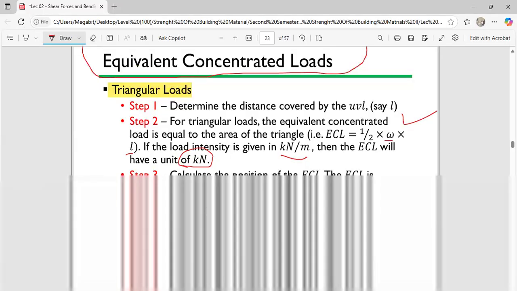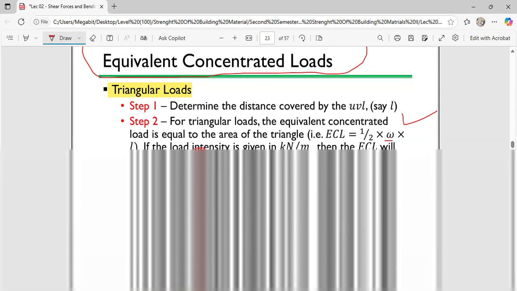That is going to be half times W times L. Then in our third step, we have to calculate the position. I said earlier that a position is always calculated from a support. So you spot the nearest support. If it's the smaller end you are considering, you multiply 2/3 times the span to get it. But if the nearest support is at the bigger end of the triangle, I have to use 1/3 to multiply the span to get the position.